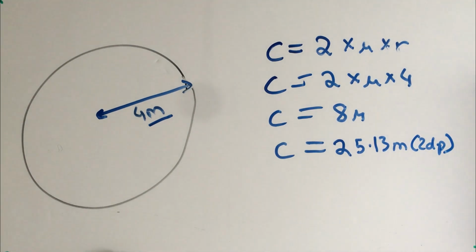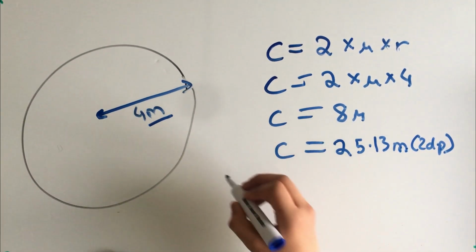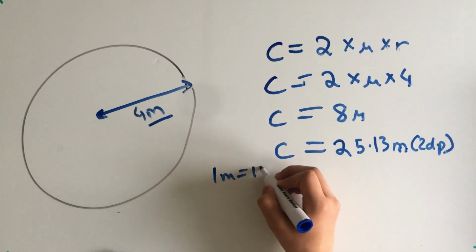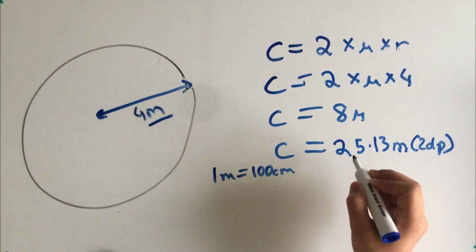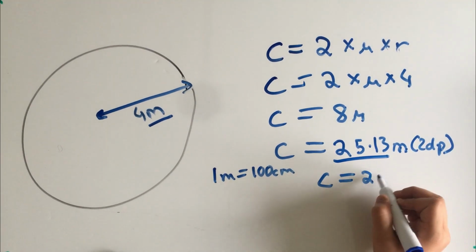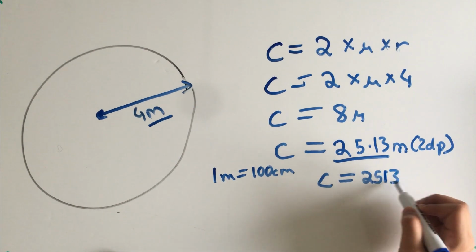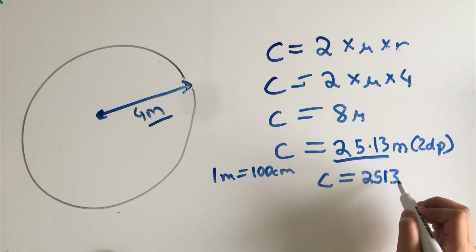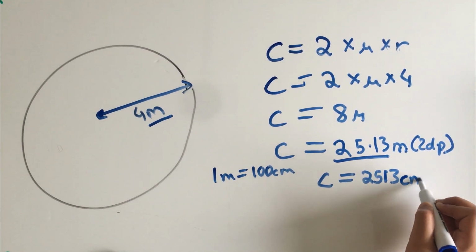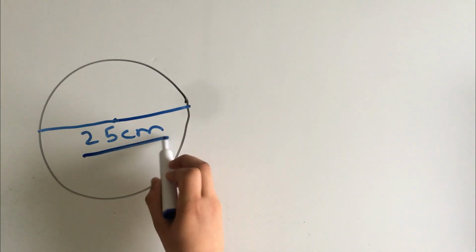Now the question might ask you to convert the meters into centimeters. So remember that 1 meter is equal to 100 centimeters. So we multiply this value by 100, and therefore C is equal to 25, and times 100 would give us 2513 centimeters.